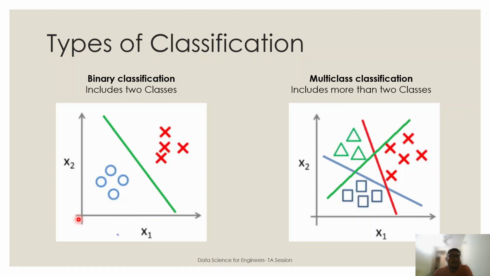So if I want to divide this, what I will do is create this particular boundary, the green boundary. The green boundary is generally called a decision boundary. Based upon this line, if a point is above this line, it is called a cross, and below this line it is called a circle.